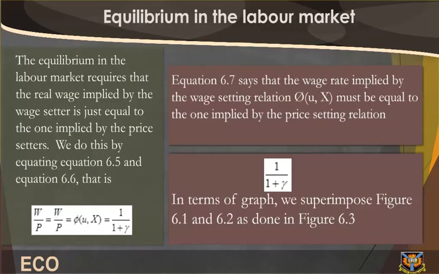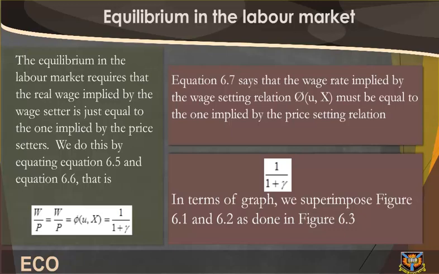Equilibrium in the labor market. The equilibrium in the labor market requires that the real wage implied by the wage setters is just equal to the one implied by the price setters. We do this by equating equation 6.5 and equation 6.6. Equation 6.7 says that the wage rate implied by the wage setting relation, theta into bracket u, x, must be equal to the one implied by the price setting relation.